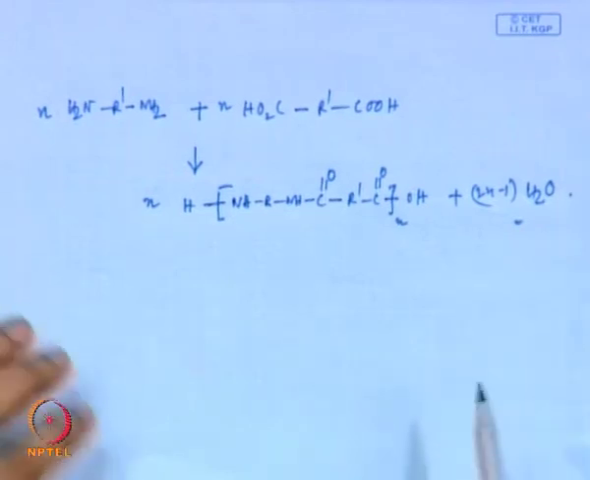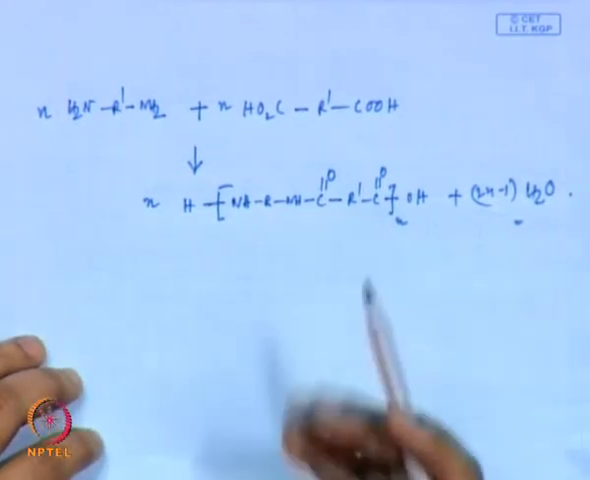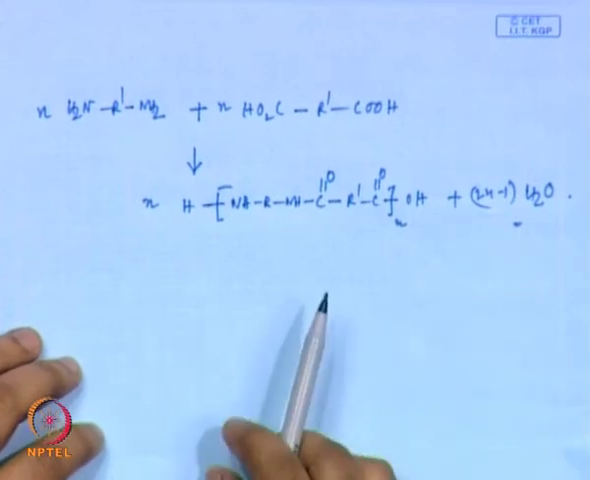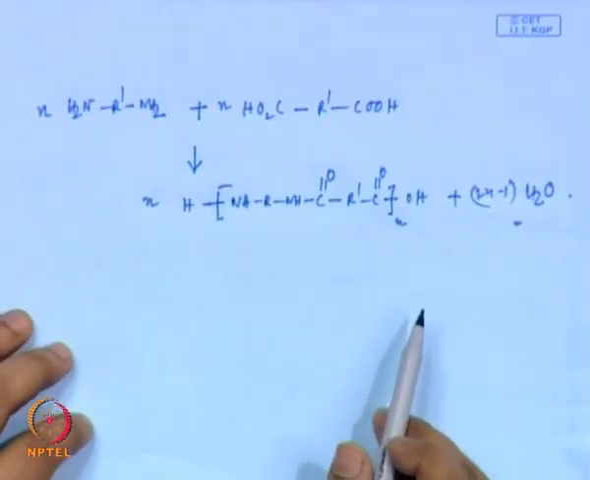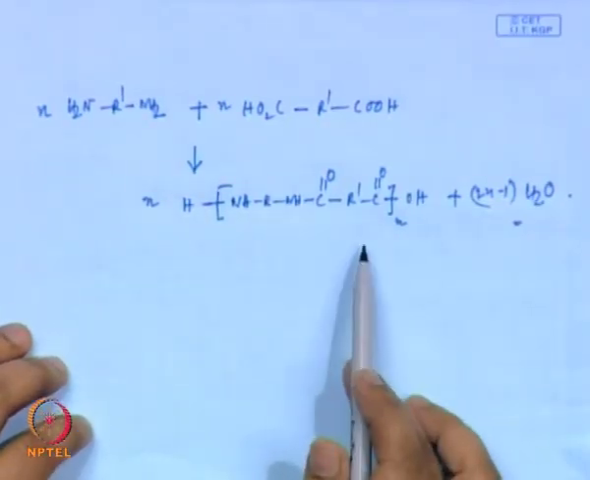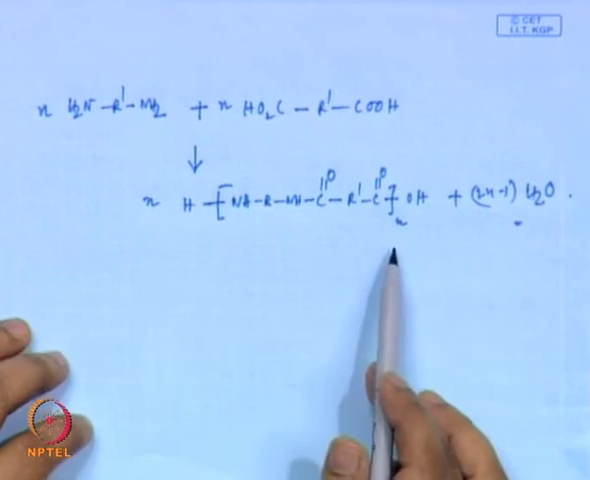Now, we can extend these examples. Remember in the last class we talked about synthesis of polycarbonate from phosgene and bisphenol A, where the small molecule eliminated was HCl. So, these are all examples of condensation polymers, where the polymer is made from condensation reaction of the monomers.